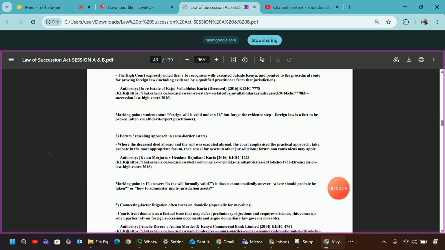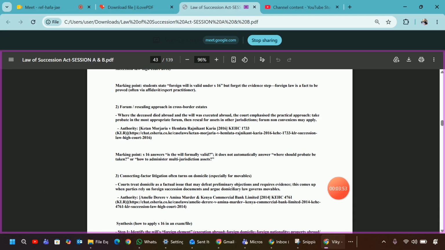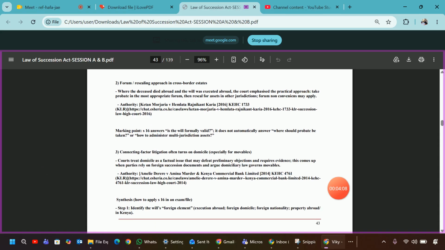Number 2, forum or resealing approach in cross-border estates. In the case of Keton Morjaria versus Melta Akaria 2016, where the deceased died abroad and the will was executed abroad, the court emphasized the practical approach: take probate in the most appropriate forum, then reseal for assets in other jurisdictions. Forum non conveniens may apply. So the marking point is that section 16 answers the question: is the will formally valid? It does not automatically answer where probate should be taken or how to administer multi-jurisdiction assets.